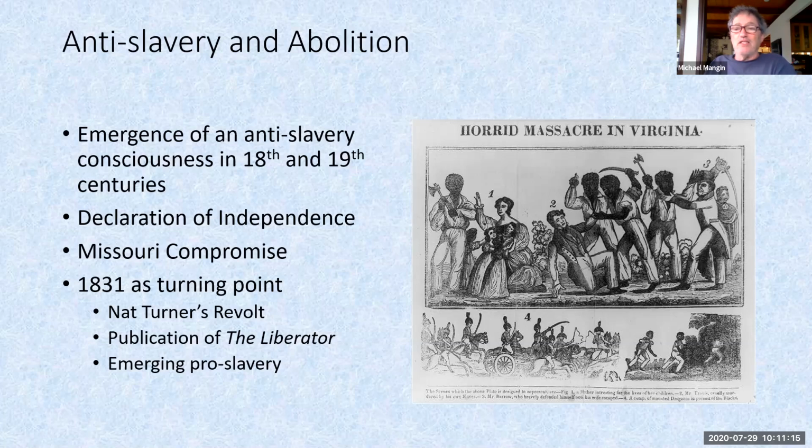Well, 1831, I have down here as a turning point, partially because that was when Garrison began publishing The Liberator, the first newspaper that was dedicated to abolition. It also was the year of Nat Turner's revolt, the biggest revolt of the slaves toward their enslavement. And I have it as a time period when an emerging pro-slavery movement began to take root in the South. No longer was slavery apologized for or made excuses for. Slavery was taught to be a positive good, and that becomes a turning point in the 1830s.